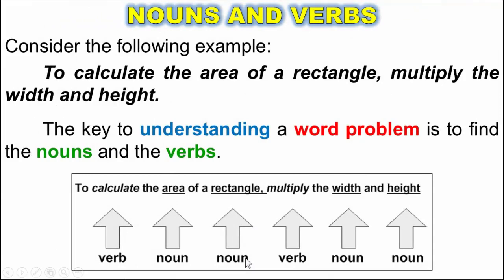Nouns and verbs. Consider the following English problem statement. To calculate the area of a rectangle, multiply the width and height. The key to understanding a word problem is to find the nouns and the verbs. The nouns that we can find in the statement are area, rectangle, width, and height. The verbs that we can find in that statement are calculate and multiply.